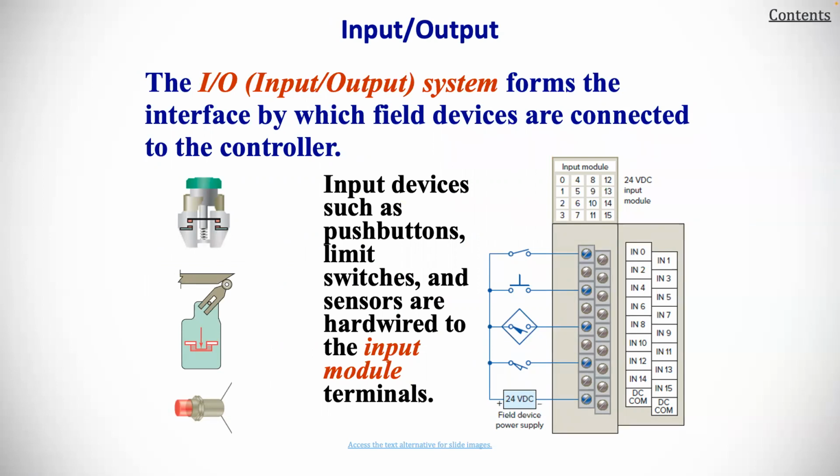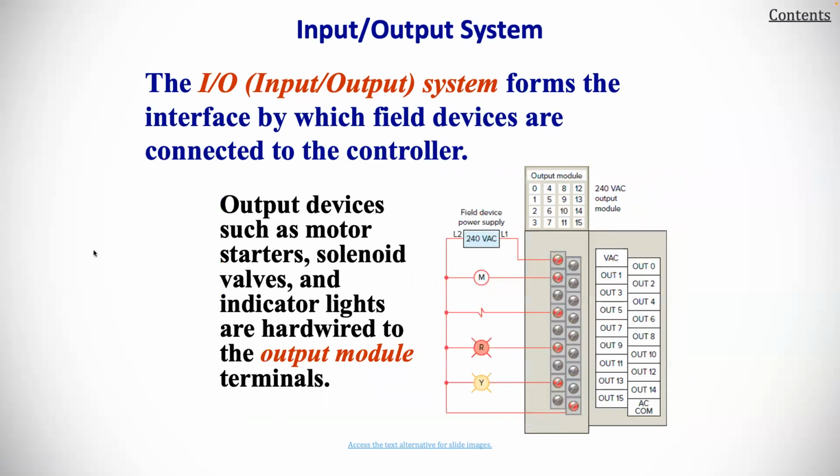The input and output system forms the interface by which field devices are connected to the controller. Input devices such as push buttons, limit switches, and sensors are hardwired to the input module terminals. Output devices such as motor starters, solenoid valves, and indicator lights are hardwired to the output module terminals.